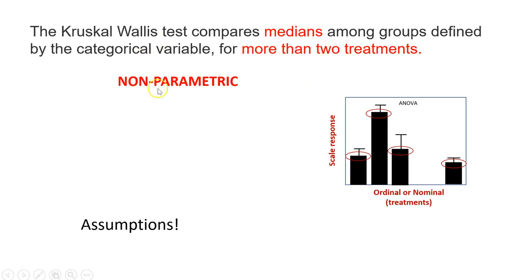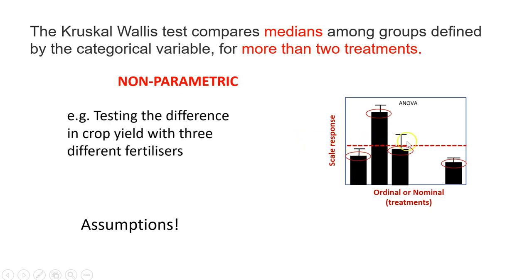As I say here, it's the non-parametric version, but similar to the one-way, it's testing against the medians this time, how far away the median values are of the different categorical variables. So have a think about the assumptions. We normally use a non-parametric test if the data doesn't follow a normal distribution. You could try and transform it, you might try and log transform it, but if it still doesn't approximate a normal distribution, we would proceed with a Kruskal Wallis test. An example of this might be testing the difference in crop yield with 3 different fertilizers.